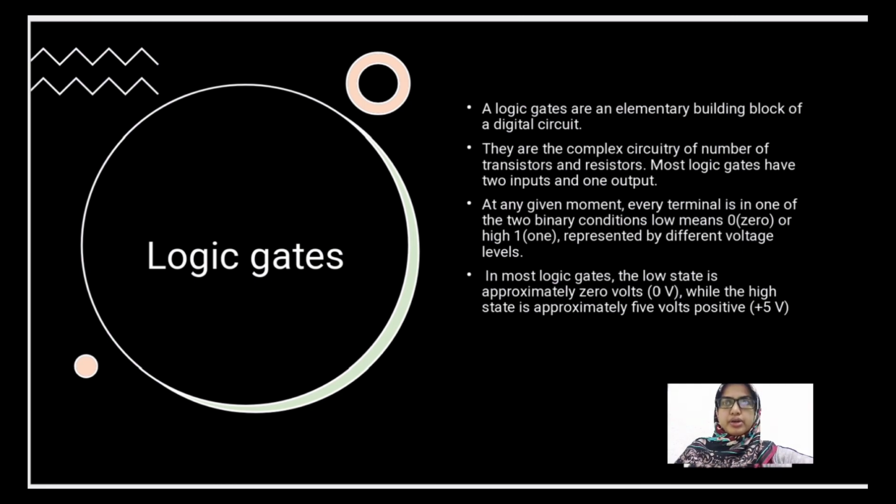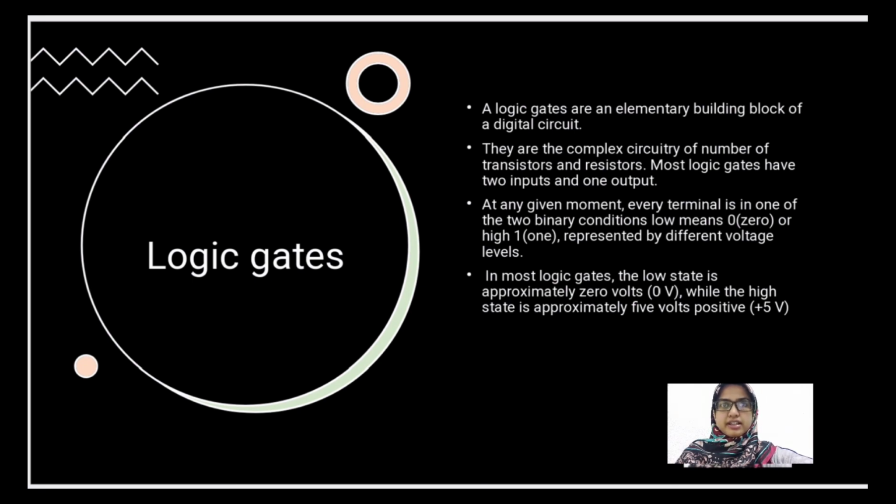Okay, lastly we look at the logic gate. A logic gate is an elementary building block of a digital circuit. It is a complex circuitry of a number of transistors and resistors. Most logic gates have 2 inputs and 1 output. At any given moment, every terminal is in one of two binary conditions. Low means 0 and high is 1, represented by different voltage levels.